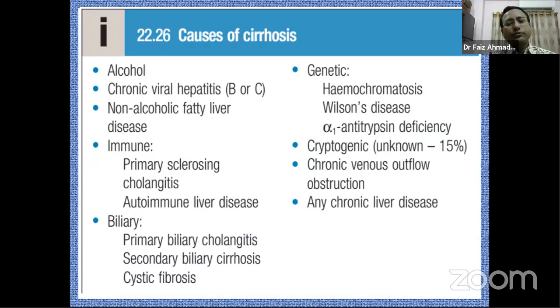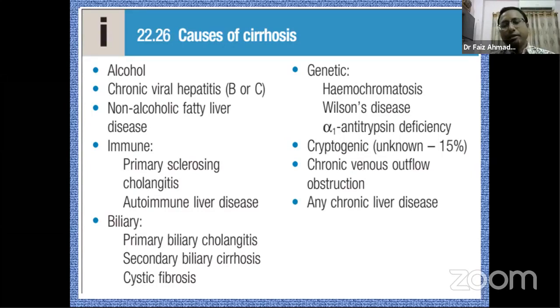The fourth cause is immune-related diseases like primary sclerosing cholangitis or PSC, and autoimmune liver disease. Then biliary diseases like PBC or primary biliary cholangitis, and secondary biliary cirrhosis due to obstructive jaundice which persists for a long time. Cystic fibrosis is a genetic disease also. And among genetic causes, hemochromatosis, Wilson's disease, alpha-1 antitrypsin deficiency. And in some cases, we cannot find any etiology. This is known as cryptogenic or idiopathic cirrhosis of liver.